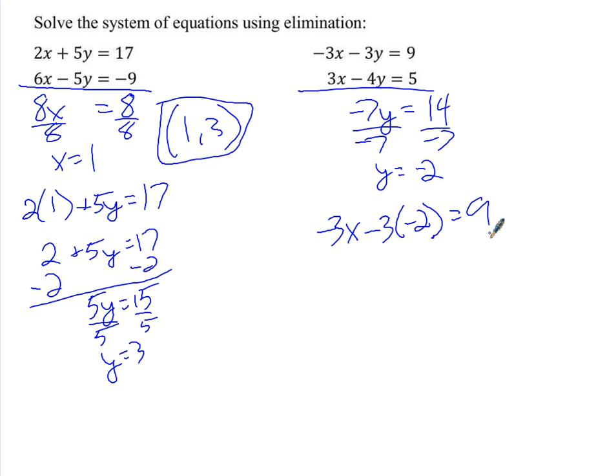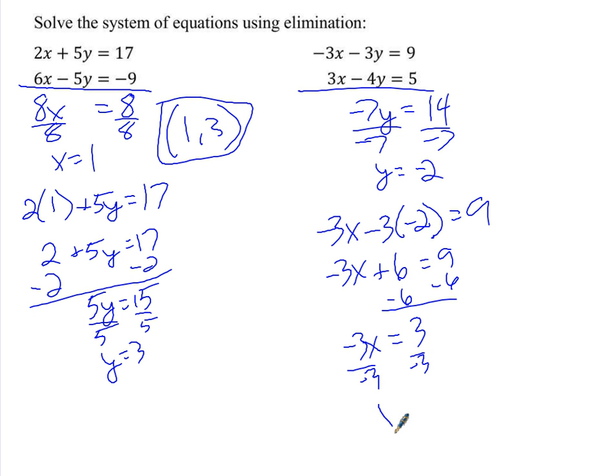Good. Look at all those negative signs. Be careful. So what do I get now? Good. Plus 6. Okay. So now what? Yep. Okay. X equals negative 1. Now what? Right? Ordered pair is? Okay. And what should we do?